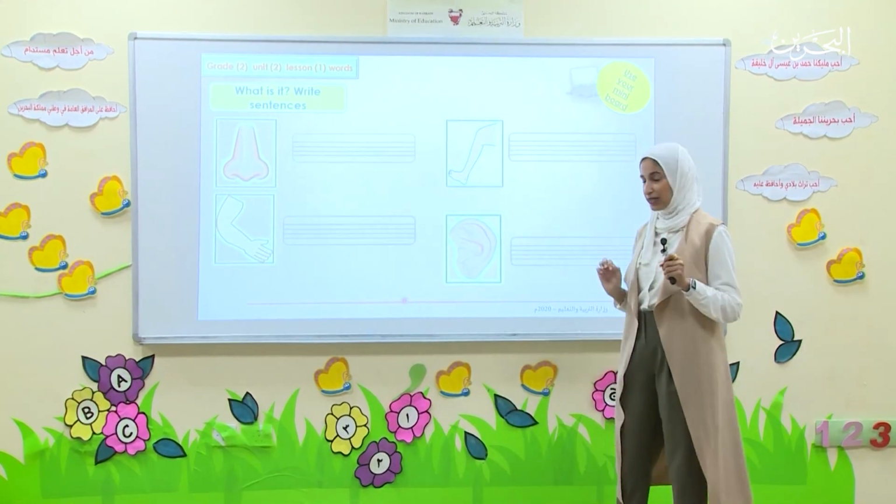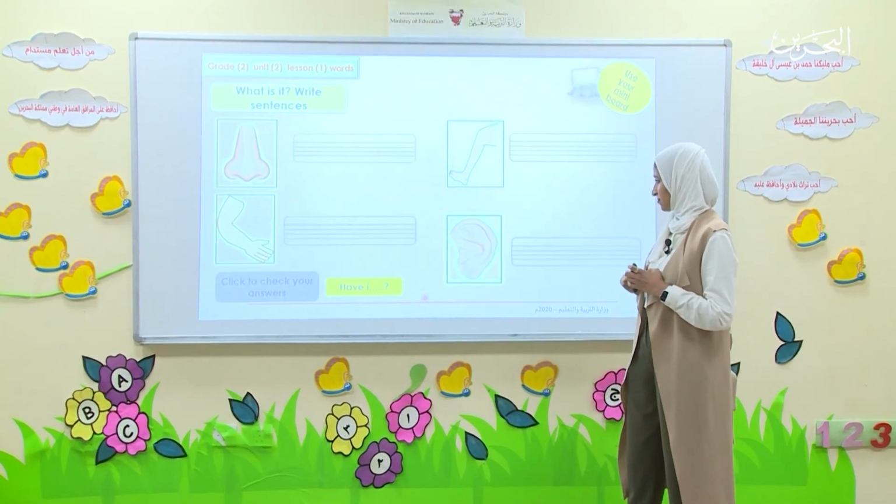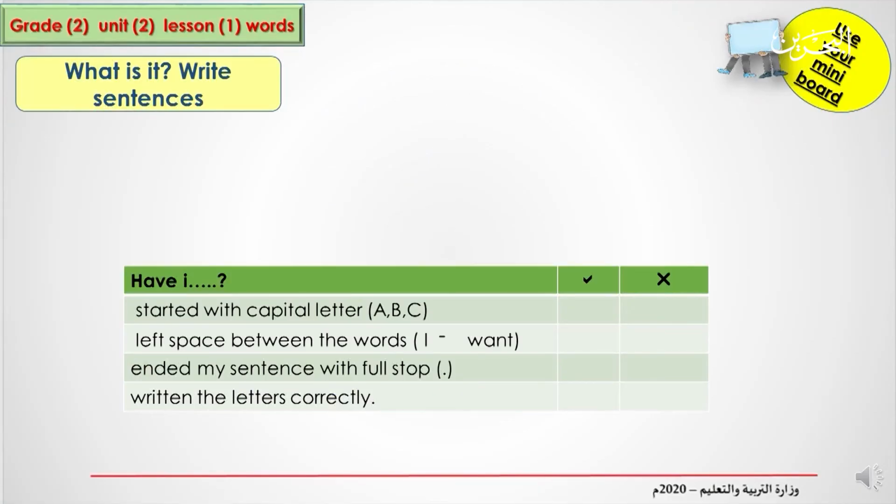Before you start writing, I want to remind you about something. So look at this table. Before you start, you have to put in mind that you start your sentences with a capital letter. And you leave space between each word. And you should end every sentence with a full stop. And finally, you have to write the letters on the 4 lines correctly.